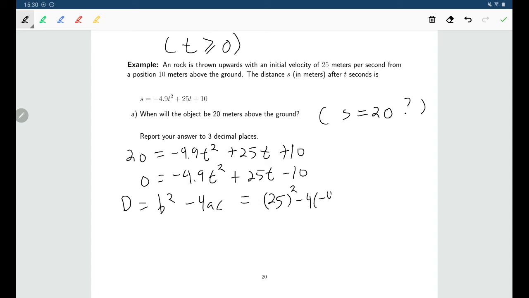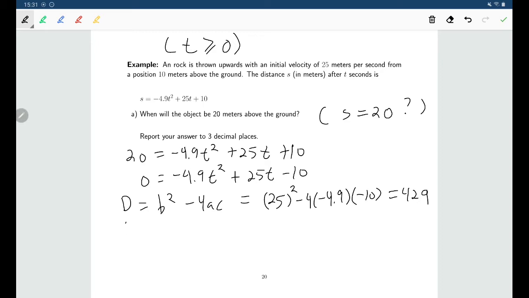A is negative 4.9, and c is negative 10. When I use my calculator, I find that 25 squared minus 4 times negative 4.9 times negative 10 is 429. So there are going to be two solutions, two different times at which my rock reaches 20 meters above the ground. If both of those times turn out to be positive values, then both will be times I'll be interested in expressing in my solution, because for this problem, it only really makes sense for time to be 0 or larger.